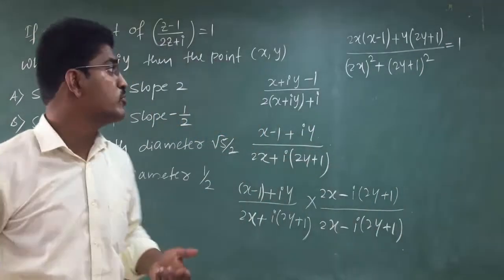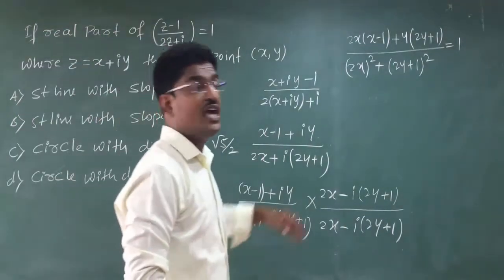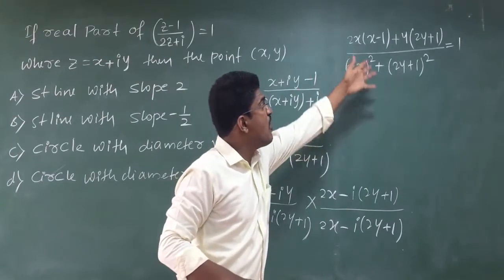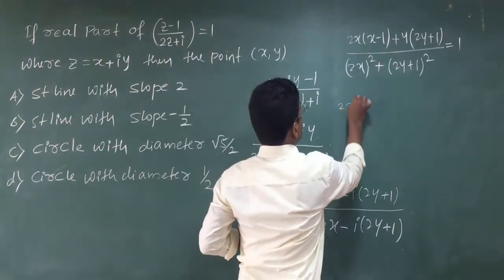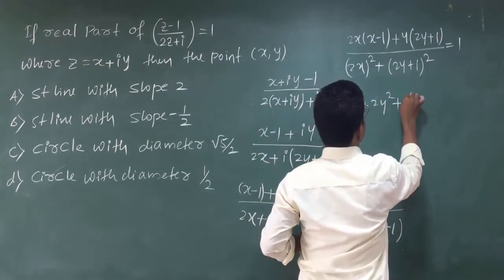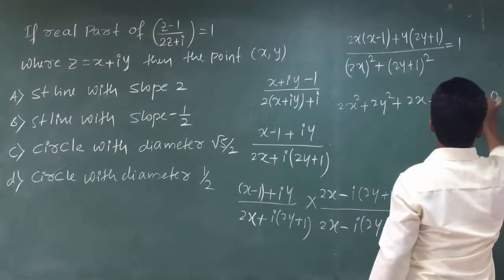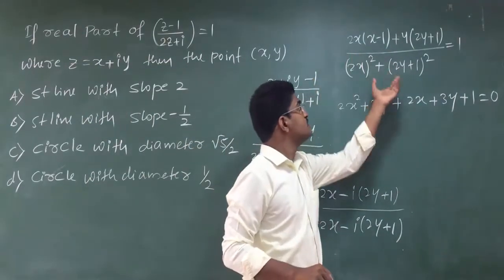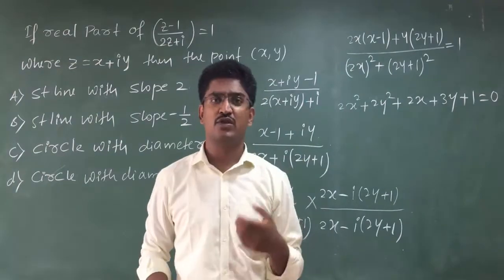I am not worrying about my imaginary part. I don't need my imaginary part. Now here you got the real part is equal to 1. Now if I simplify all these terms, after completing or simplifying all this, you will get 2x square plus 2y square plus 2x plus 3y plus 1 equal to 0.